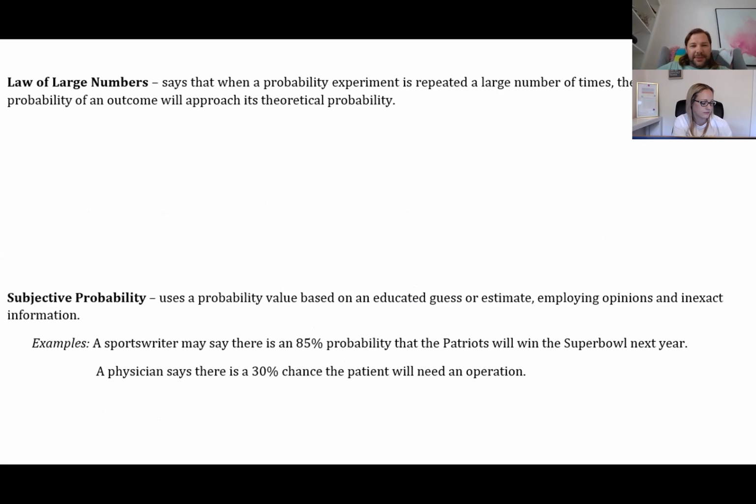The law of large numbers says that when a probability experiment is repeated a large number of times, the relative frequency probability of an outcome will approach its theoretical probability. A good example of this is if you flip a coin, you would expect to get heads 50% of the time. That's the theoretical probability.